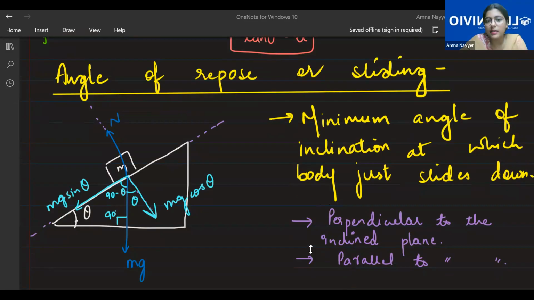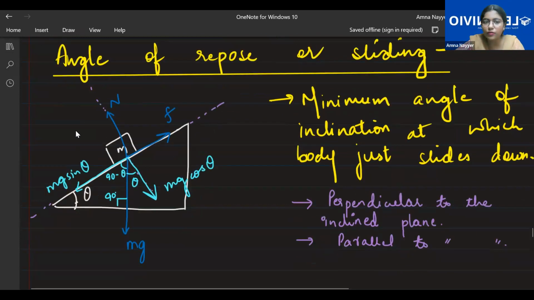Yes, very good. See, the body has the tendency to slide down. The friction force will act in the opposite direction to resist it. Exactly here, the friction force will be acting. She's right. Now we just have to balance the forces. We are not talking about movement. We are just saying the body is still. So the upward forces balance the downward forces. We are just balancing the equilibrium of forces.